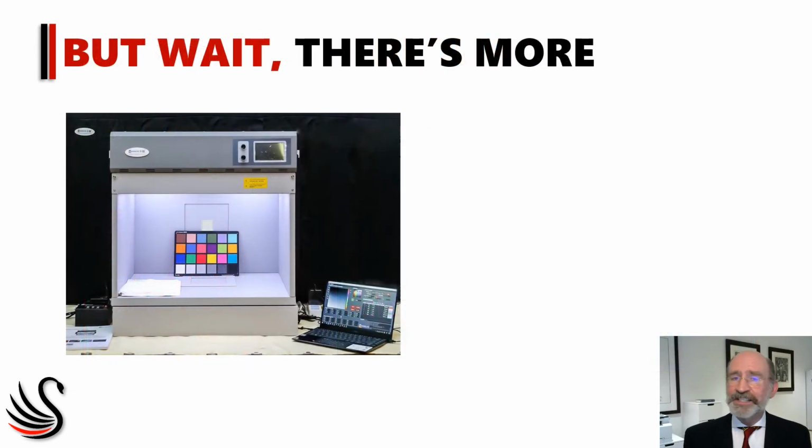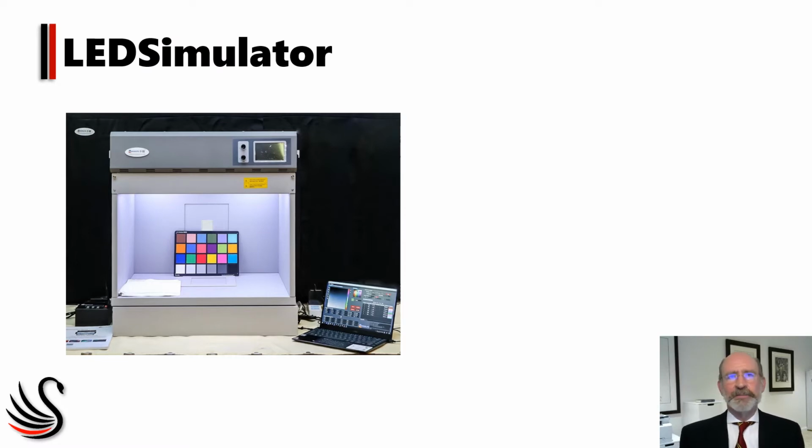But wait, there's more. It's not just color on a computer screen. At this point, we have the ability to introduce that signal of color from the computer screen into LEDSimulator, the product. And here's how it works. You'll notice that this device looks like a light box. It has standardized lighting inside of it. But in addition, there's a square cutout in the back wall of the light box called an aperture. That aperture, that cutout, can be different sizes so that you are able to increase or decrease the view.